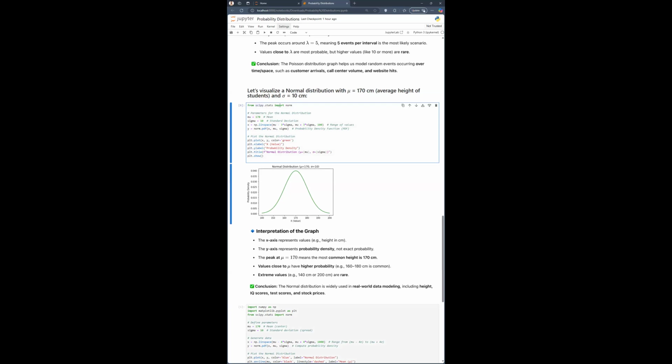From scipy.stats, we have imported norm. That is not particularly the normal distribution. First we have mu, that is nothing but the mean, 170 centimeters. We have sigma, the standard deviation, which is 10. Now let's create a range of values using the NumPy library: np.linspace from mu minus 3 times sigma to mu plus 3 times sigma, with 100 values.